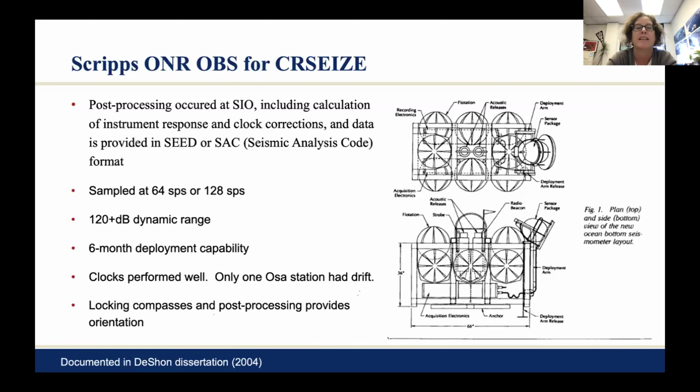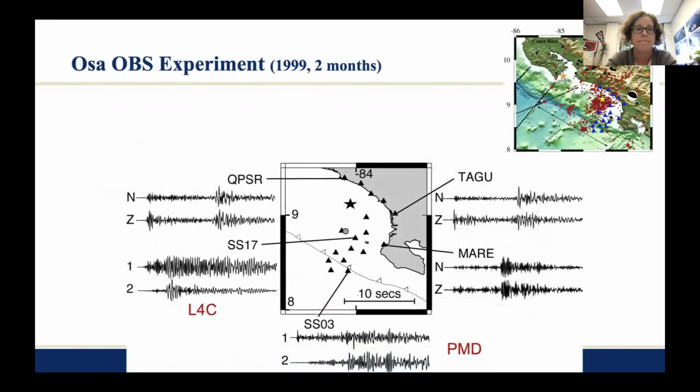My dissertation actually contains clock drift information, and we saw only one station that had significant clock drift. There were also these really unique locking compasses on these instruments, and I also rotated them as part of my dissertation. So there's some additional metadata that can be made available for this data set. The data quality was pretty good. I mean, it was noisy because it's OBS data from the late 1990s, early 2000 era.